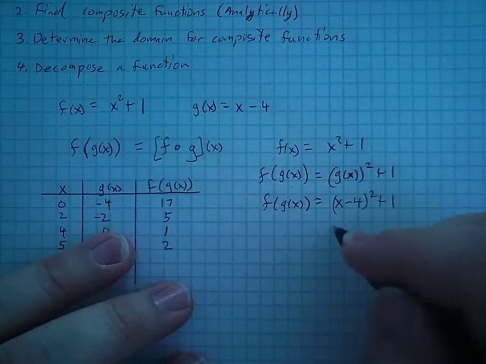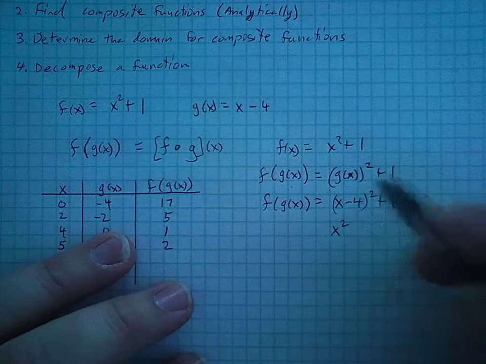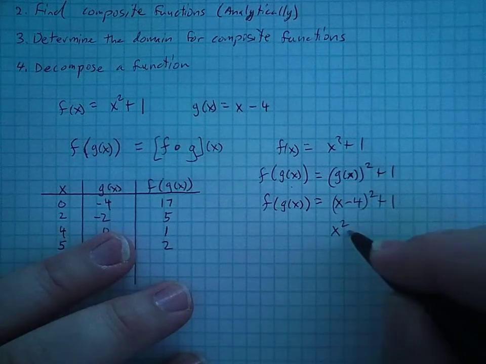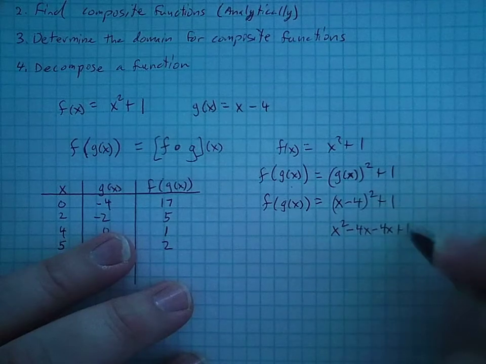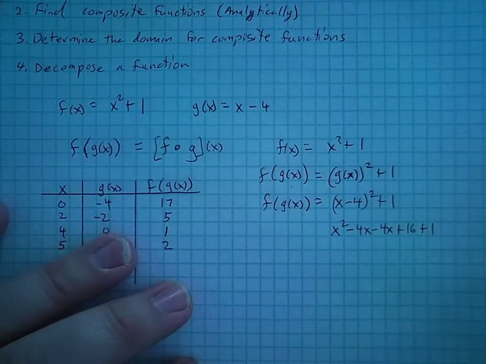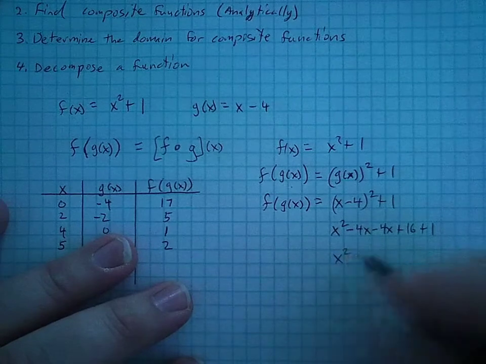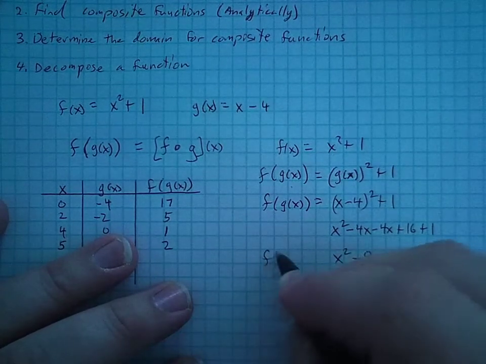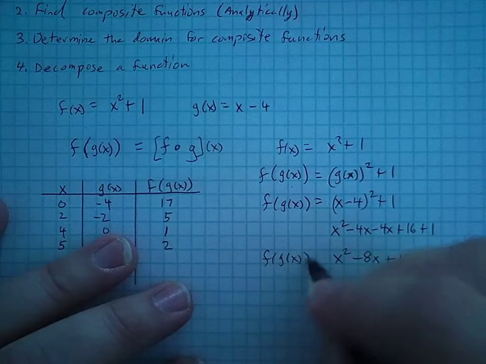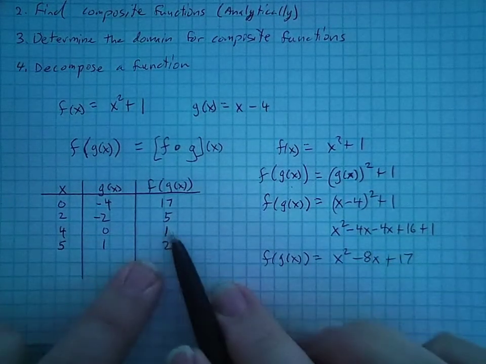So I'm going to expand this square. If I FOIL, I'll get x squared minus 4x plus 16, and then of course the plus 1 from the end. So x squared minus 8x plus 17. Now this function is the same thing as this column.